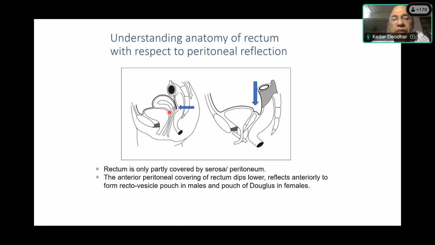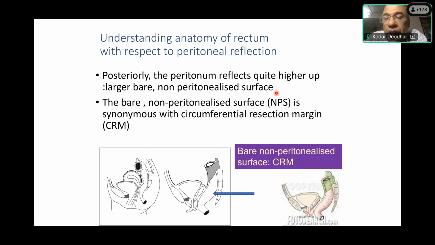So in the rectum, this is the peritoneal fold, which is anteriorly lower down compared to the posterior aspect. What we look at as a bare or non-peritonealized area, we call CRM, or circumferential resection margin. The experts in the field for the last 15 years have realized that complete resection of the TME, or total mesorectal excision, is important for overall prognosis and overall survival. CRM involvement not only requires adjuvant therapy, but it also directly reduces the overall survival. So assessment of CRM, especially in the posterior part of the rectum, is crucial.